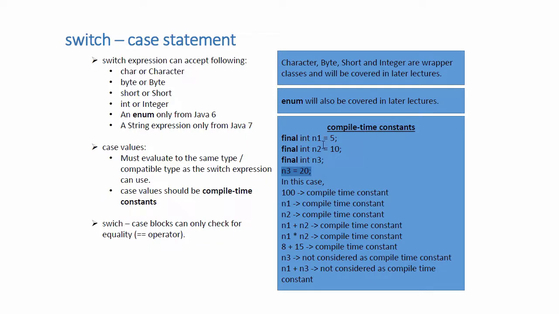Any mathematical expression involving compile time constants will also be a compile time constant. So in this case, n1 plus n2 is a compile time constant because both n1 and n2 are compile time constants. On the same lines, n1 multiplied by n2 is also a compile time constant. As literal values are always compile time constants, hence their mathematical expressions are compile time constants as well. So in this case, 8 plus 15 is a compile time constant as well. Now n3 is not considered a compile time constant, so any expression involving n3 will also not be considered a compile time constant. So over here n1 plus n3 is not a compile time constant.